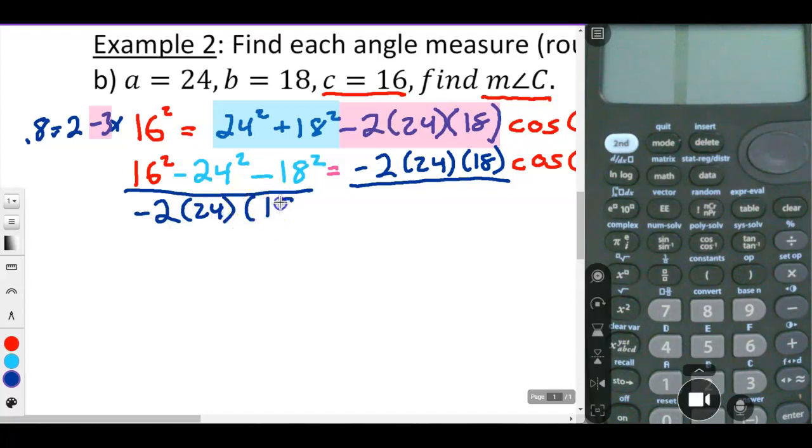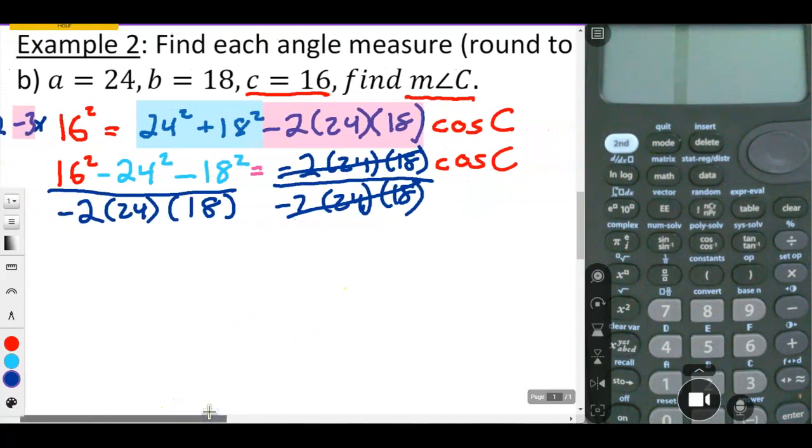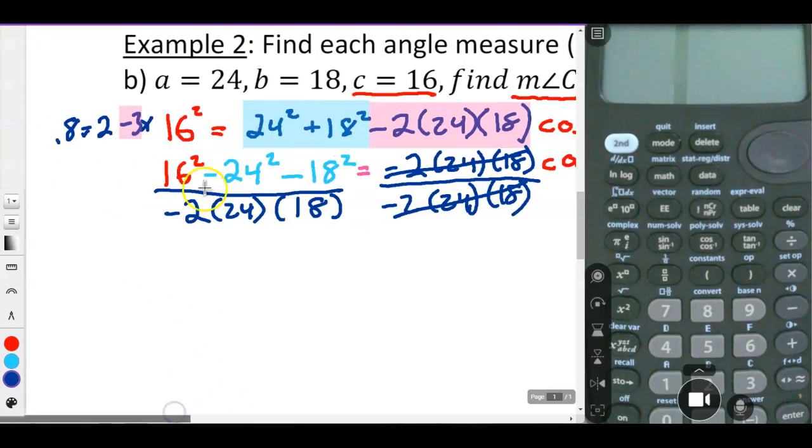It's kind of nice leaving it this way because you can see some patterns show up that you wouldn't normally recognize. That all cancels. That number cancels that number. And you can see there's 16 squared minus 24 squared minus 18 squared, and below it you have negative 2 times 24 times 18. So you'll notice there's a pattern to these where the same number is kind of lining up. It lets you know that everything's in the right place. All right, so cosine, this equals cosine of C.